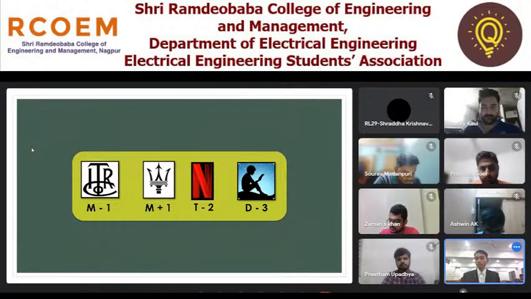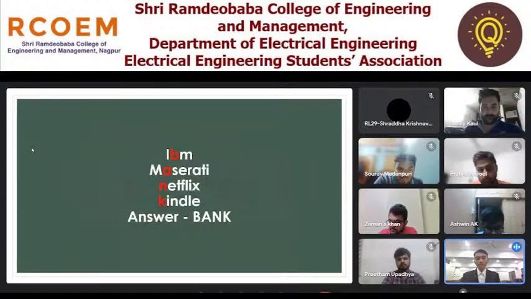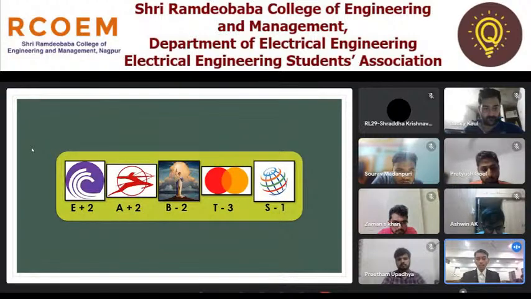Yeah, so the answer was bank. IBM, Maserati, Netflix, and Kindle. Question number 3 coming up on the screen now. Then E plus 2, then A plus 2, then B minus 2, T minus 3, and S minus 1. So what do you get out of this?